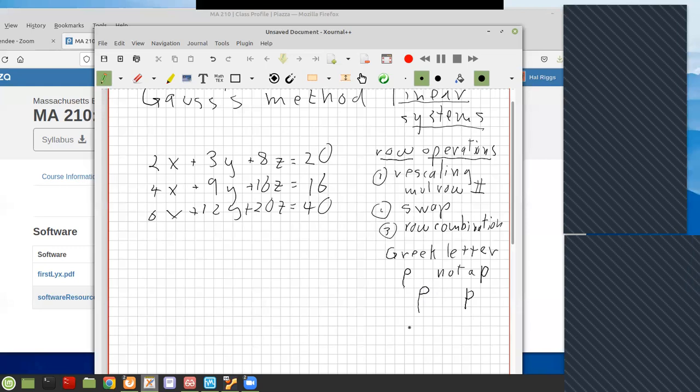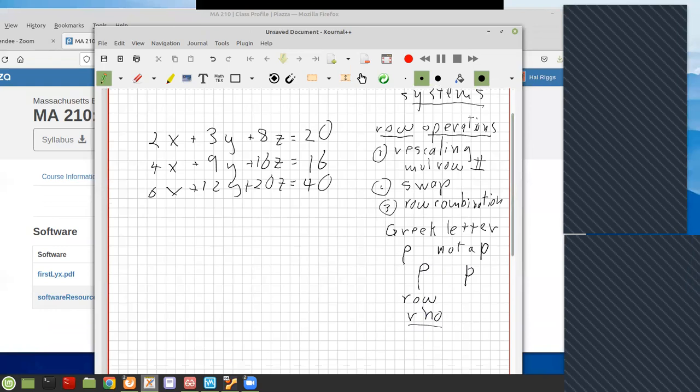So you pronounce this as, it rhymes or sounds exactly like row. If you wrote it as a Greek letter, you might write RHO instead of ROW, but it's pronounced row. Okay.